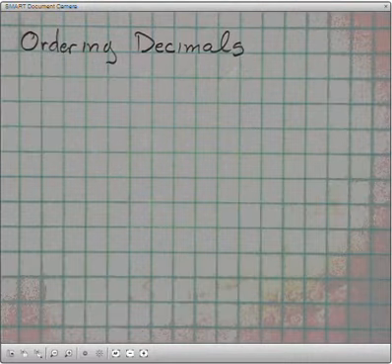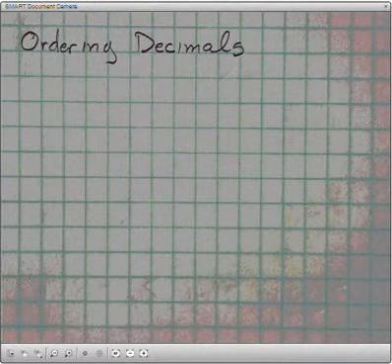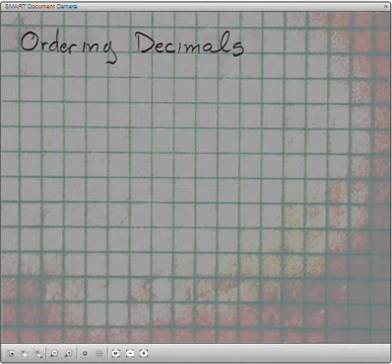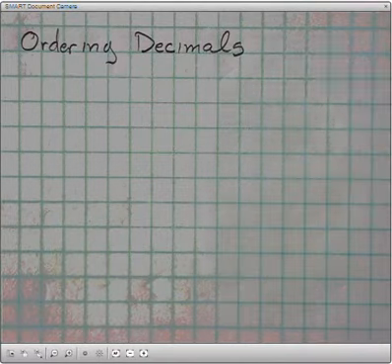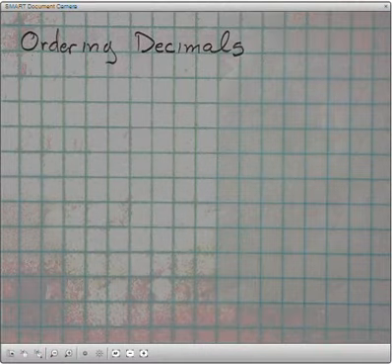Class yesterday, we looked at rounding decimals. You guys did an amazing job with that, and in problem K, you guys did an amazing job rounding decimals there. Yesterday, you looked at place value, and we're building on that today. Today, we're going to be comparing decimals and ordering decimals.